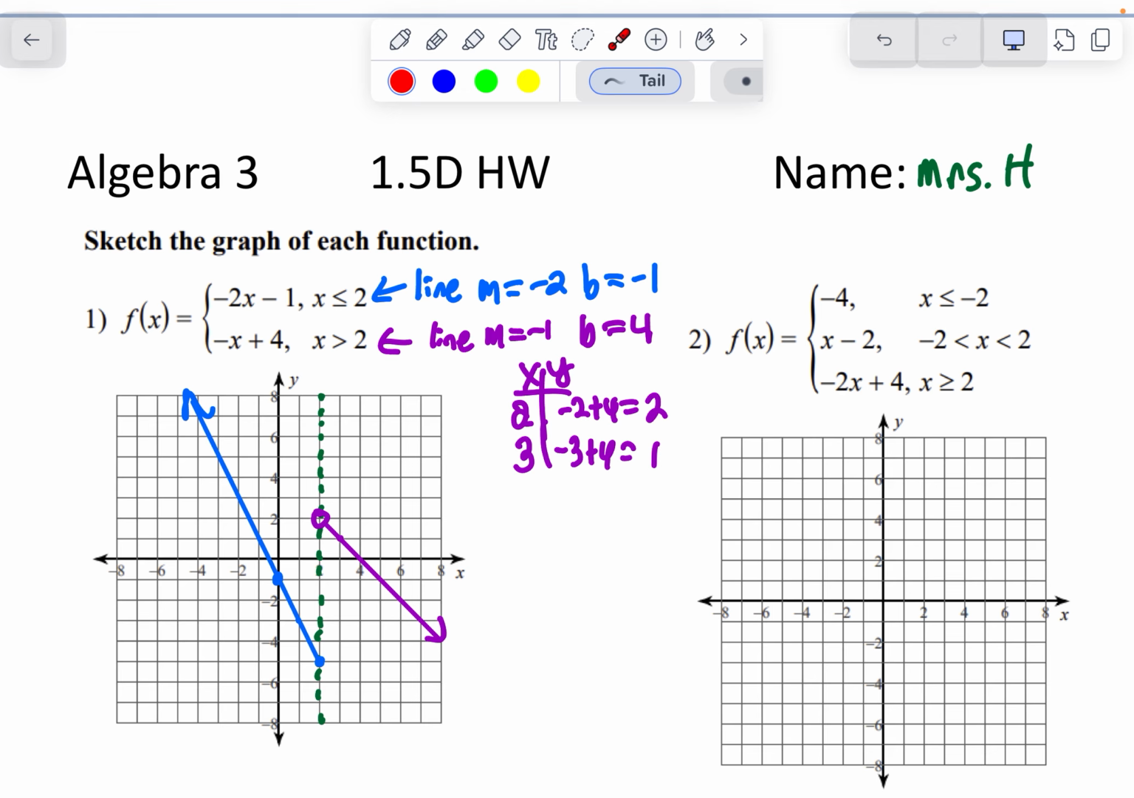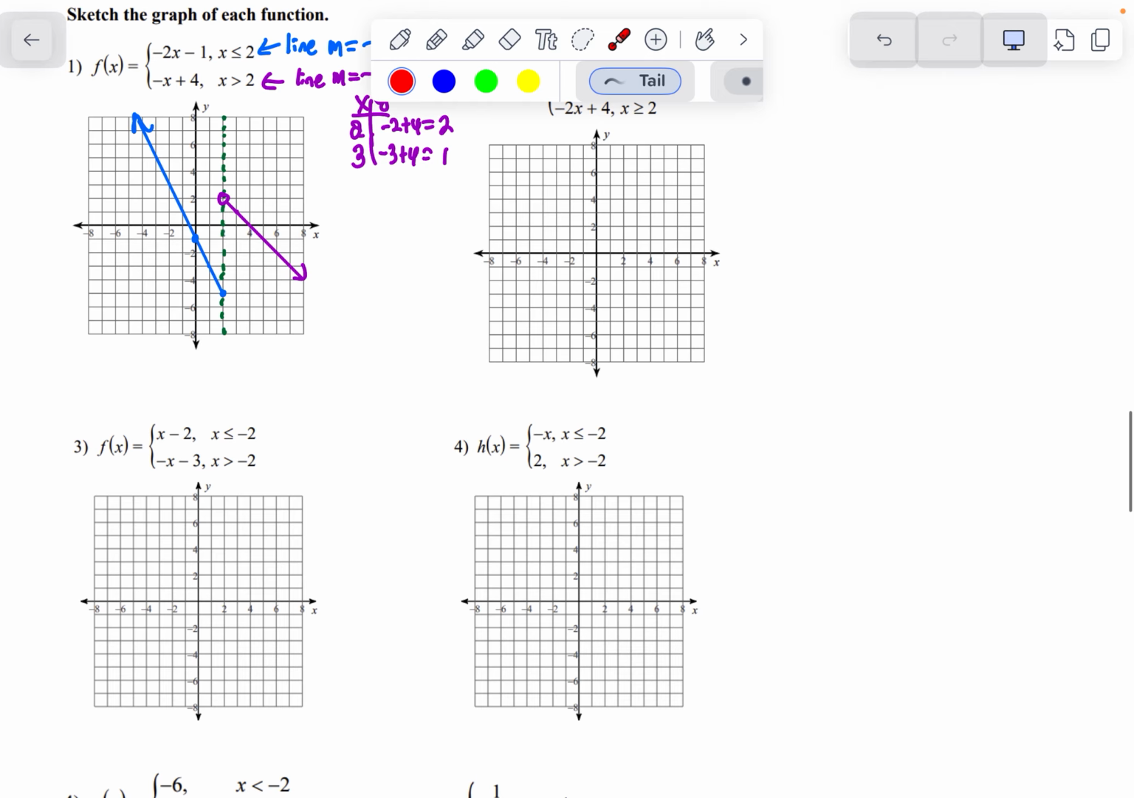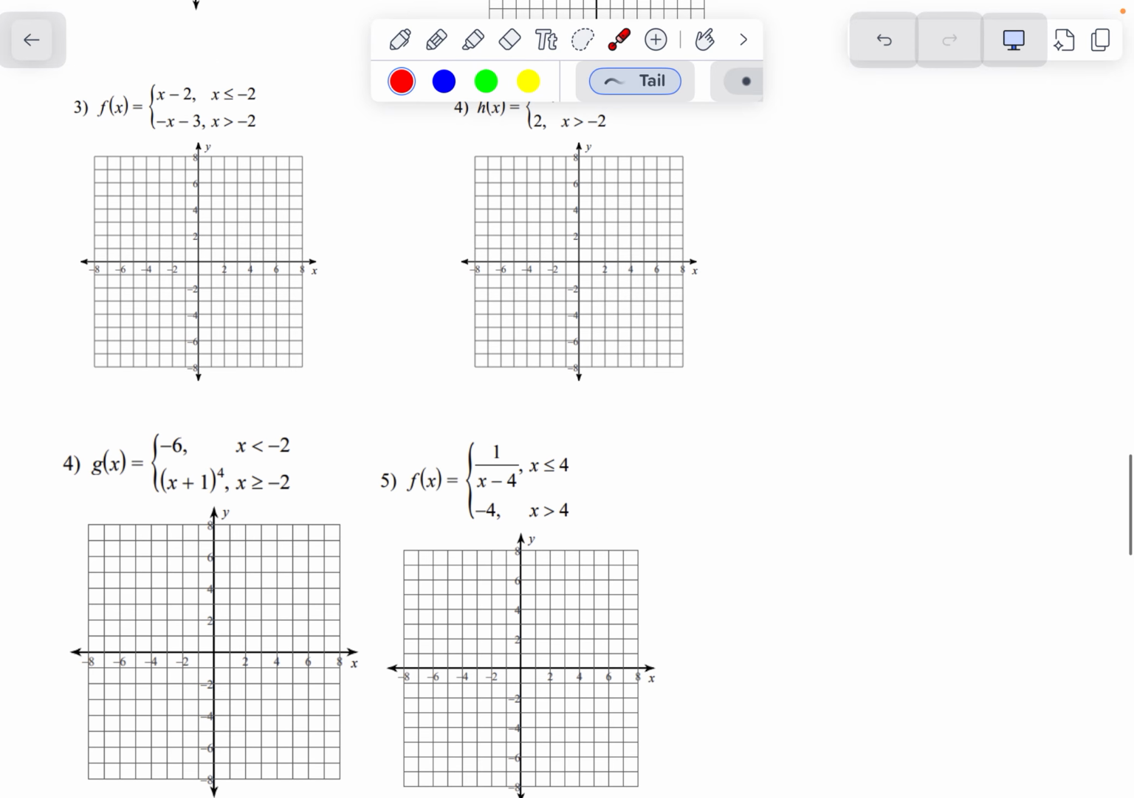Okay. So we're not going to do 2, but let's talk about it. You're going to have a horizontal piece, a line, a line, a line, a horizontal piece. Now, we need to do 4 and 5 because we haven't talked too much about fourths.